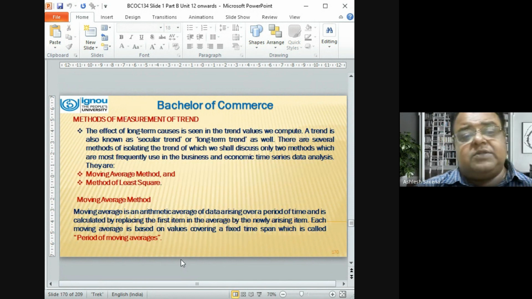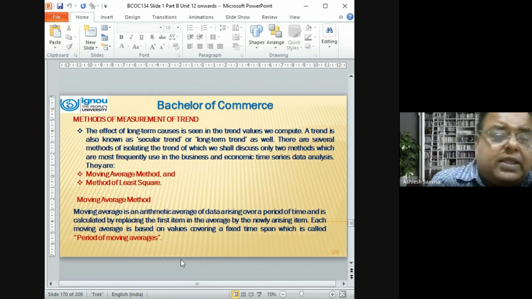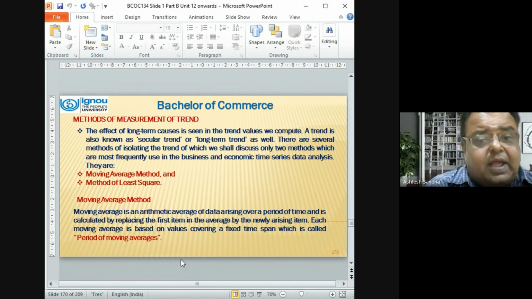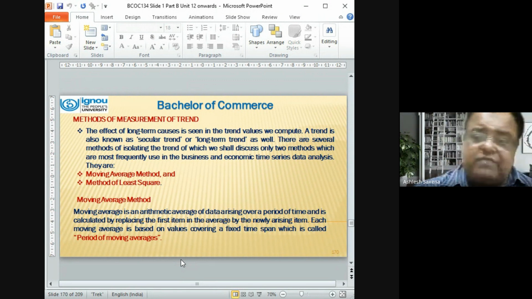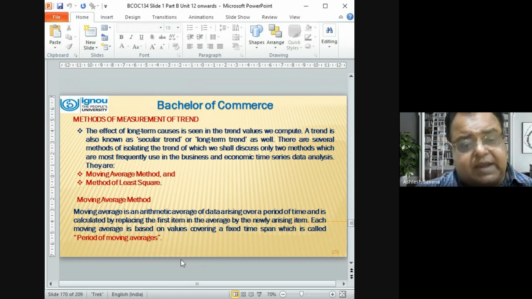What are the methods of measurement of trend? The effect of long-term causes is seen in the trend value we compute. A trend is also known as secular trend or long-term trend. There are several methods of isolating the trend, of which we shall discuss only two methods which are frequently used in business and economic time series data analysis, and they are the moving average method and the method of least squares.